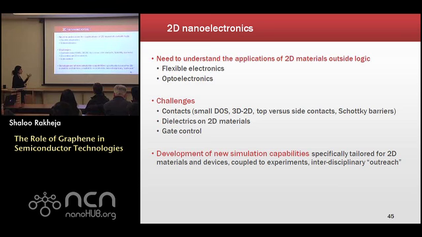And finally, I think that we need the development of new simulation capabilities that are specifically tailored for 2D materials. This should be very much coupled to the experiments so that we can leverage the experimental results and build our theoretical models better, and also leverage some of the opportunities that exist here in terms of NEMO and things like that, where we can understand what is truly going on in this area. And that would be a very interdisciplinary outreach, I believe, to usher us into this differentiated and accelerated technology innovation of the future, which is what Dennis Buss calls it.